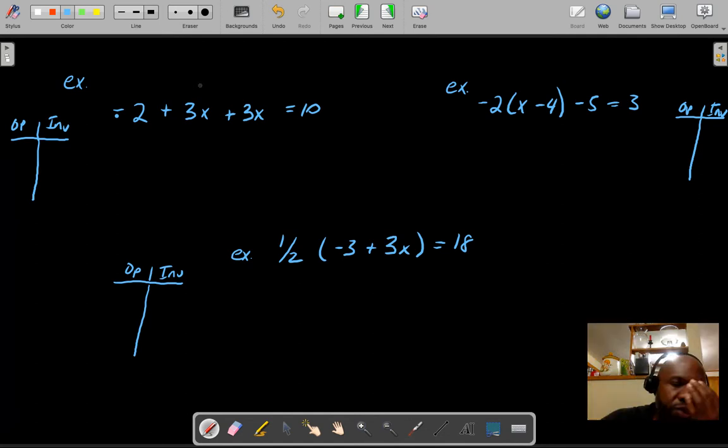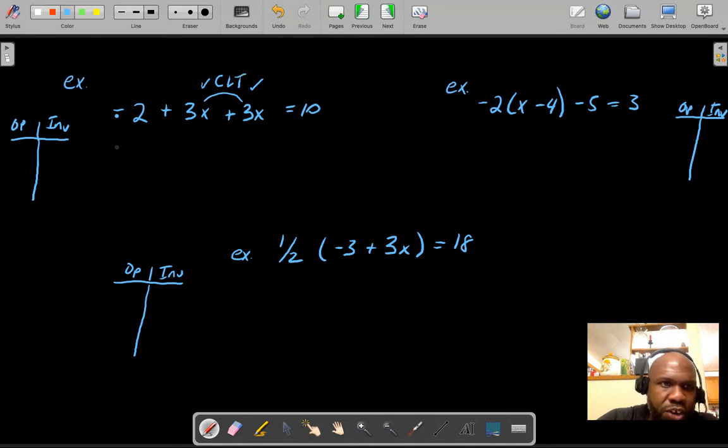All right, so let's look at the first thing. We have negative 2 plus 3x plus 3x equals 10. Does anything in here have the same properties? Yes, the 3x and the 3x both have an x on them, so they have the same properties. I'm going to check them off. To solve this problem I would have to use CLT, combine like terms. So I'm going to write that down as an operation.